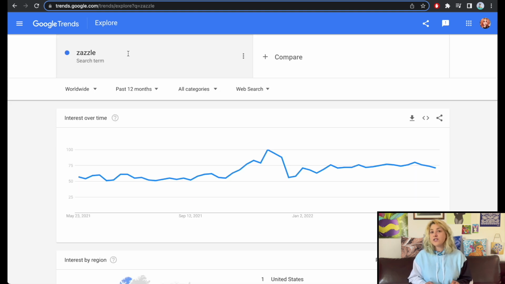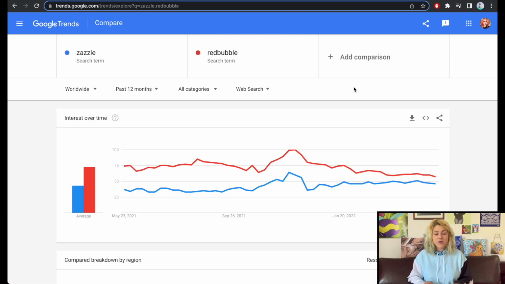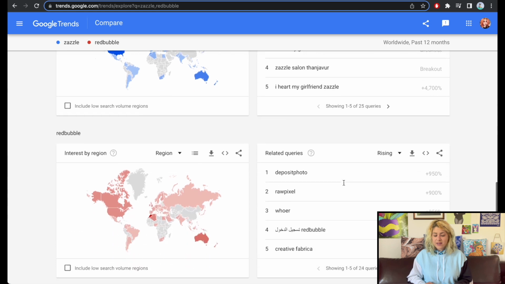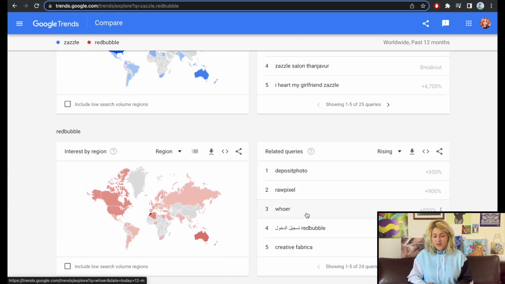Now, I don't have to open a new window like with SimilarWeb to do some comparison. So let's compare this to RedBubble. All right, let's put in RedBubble on the search. And as you can see, a lot more people are searching for RedBubble than they do Zazzle, which would, you know, explain the fact that they do have a lot more views than Zazzle per month. And as you can see here with Rising, we have a bunch of things that I have no idea how to read. I don't know what is this photo.